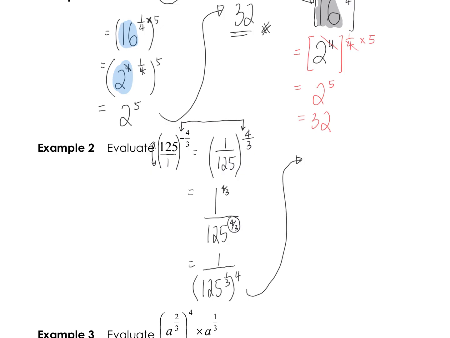Okay, so what is the cube root of 125? Just 5, because 125 is essentially 5 cubed. So that's why cube root of 125 is just 5. This part here is just 5. And then I have a power 4 outside. So what is 5 to the power of 4? This one can use calculator. 625, is it?